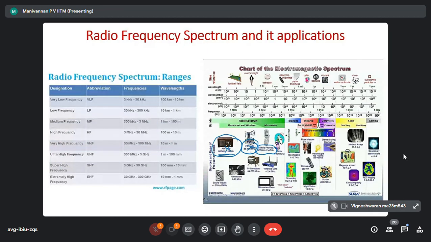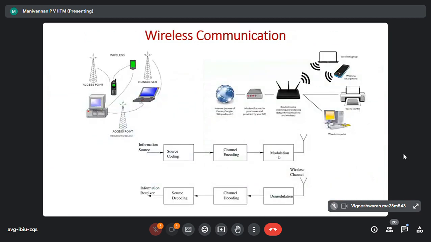TV broadcasting 54 to 700 megahertz. Wireless communication, right? 2.4 gigahertz, right? Then microwave and all this thing that is not needed. Radars are used already. We know that radar we have used, correct? It is in the gigahertz. Already we saw. Fine. Now, when we talk about wireless communication, there are two things.